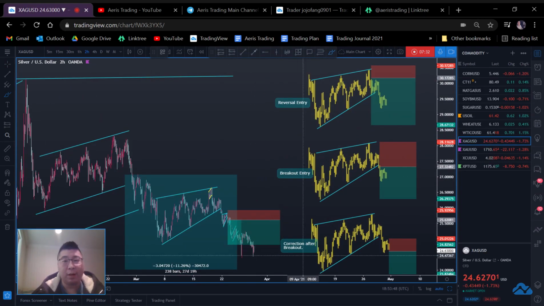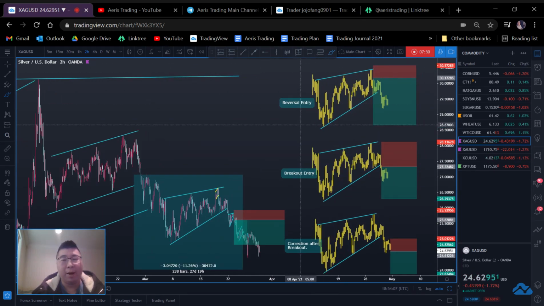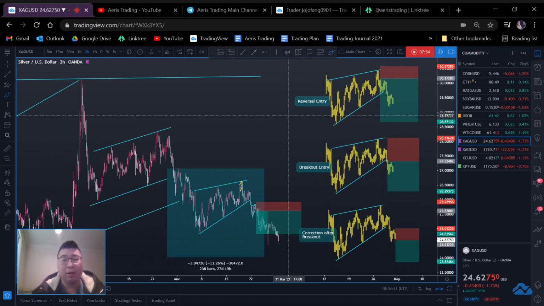The way I explain these three types of entries: reversal entry, high risk, high reward; breakout entry, low risk, low reward; and correction after breakout is going to be medium risk, medium reward, because they all give you different types of risk and different kinds of reward. But it's all about what type of management and entry suits you as a trader, which one is going to be more in your favor, which one fits your expectation.